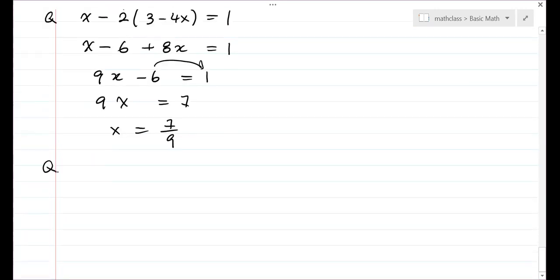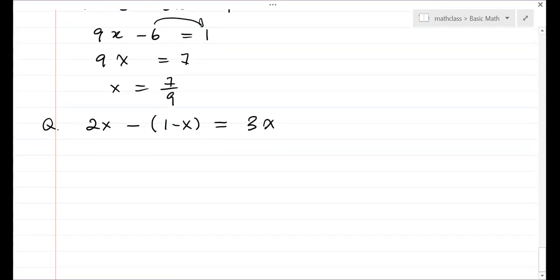All right, so the next problem is 2x minus (1 minus x) equals 3x. Okay, good. So I'll let you try first. Okay, give me the answer.